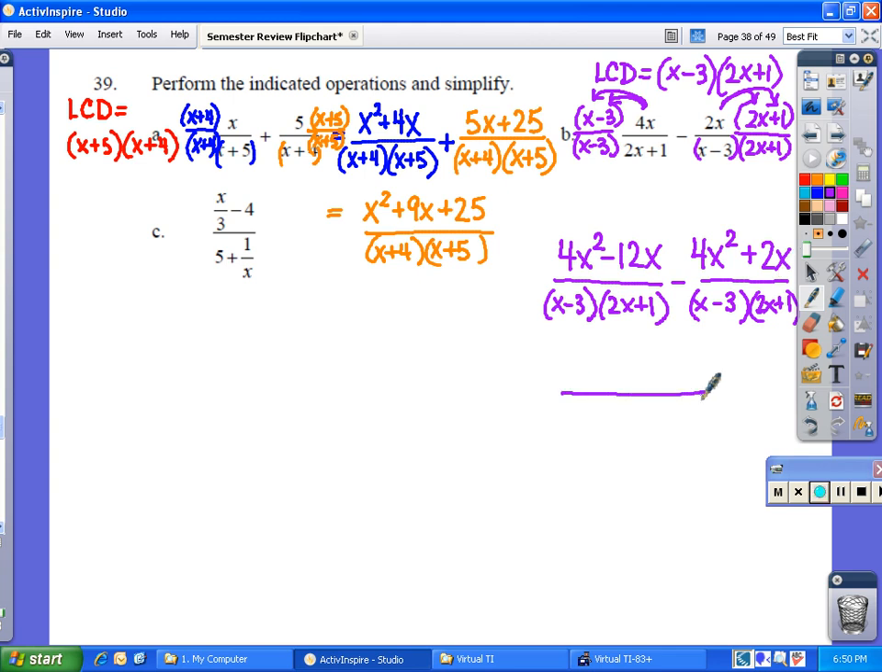Our final answer here will have x minus 3, 2x plus 1 in the denominator, and in the numerator we will need to combine like terms. Remember, we are subtracting the second one, which means we are subtracting both of these terms. So the parentheses there might help you remember that. 4x squared minus 4x squared is actually 0, and negative 12x minus 2x is negative 14x, and that will be our final answer.